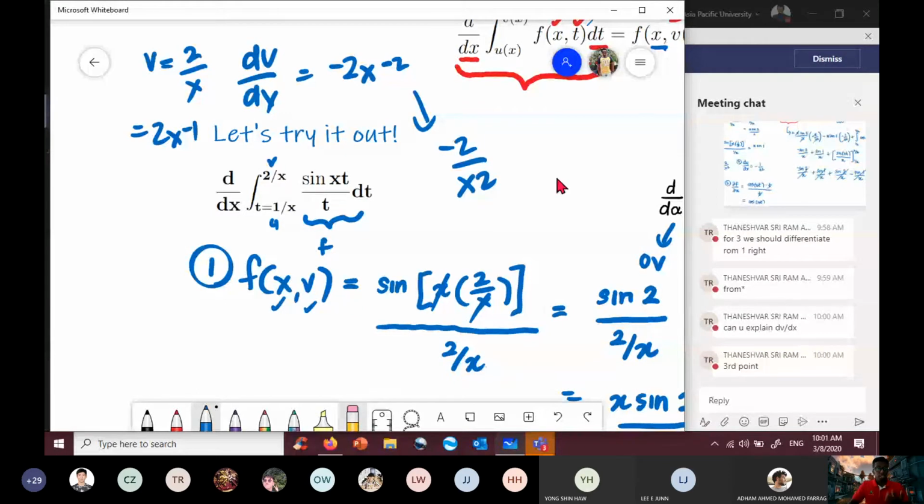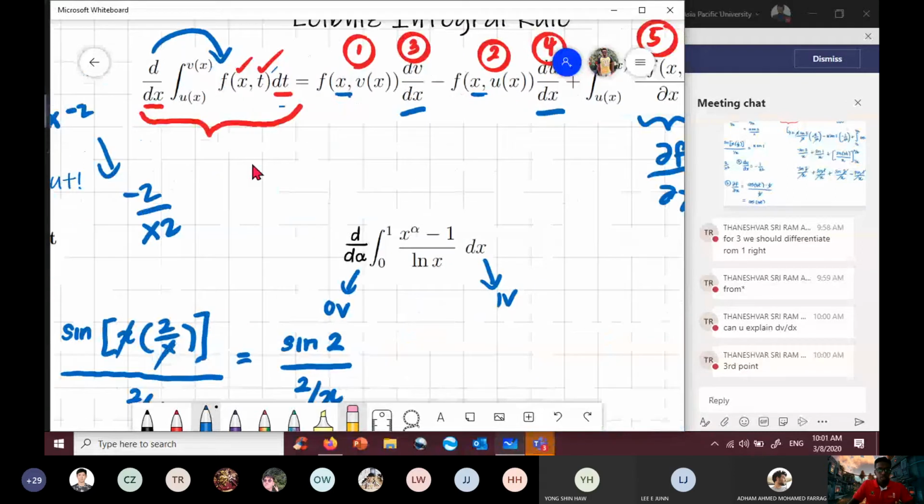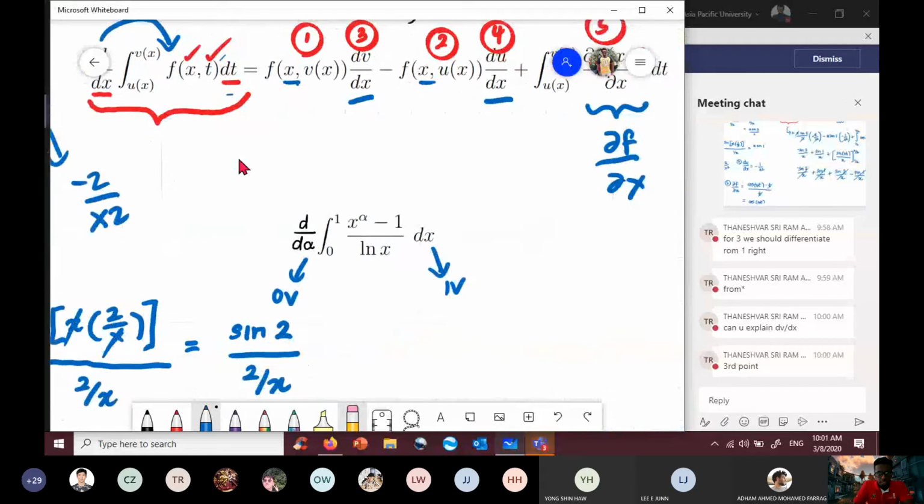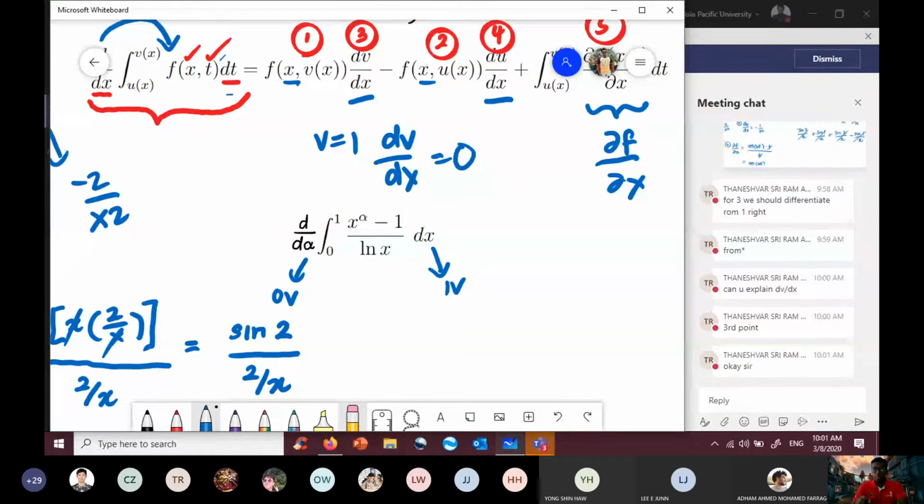End of story. So in this case, for this question, your v is 1. It means if you differentiate v with respect to x, differentiate any constant, 0. So this is your third point. That is your dv over dx, 0. Was it clear? It's just a basic differentiation of whatever your v is. Your v can be constant, it can be a short expression, it can be long, it can be anything. Okay, good.